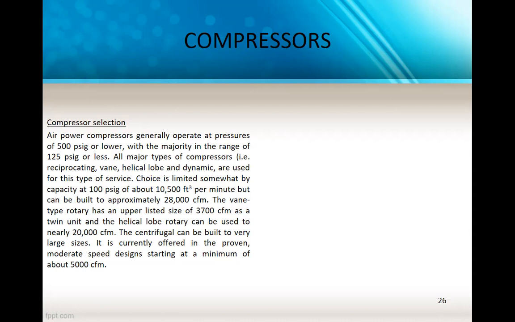The main type, rotary, has an upper listed size of 3,700 cfm as a twin unit, and the helical lobe rotary can be used to nearly 20,000 cfm. We showed the selection earlier. The centrifugal can be built to very large sizes. It is currently offered in the proven moderate speed design starting at a minimum of about 5,000 cfm.